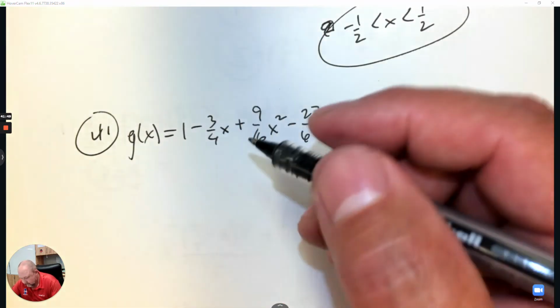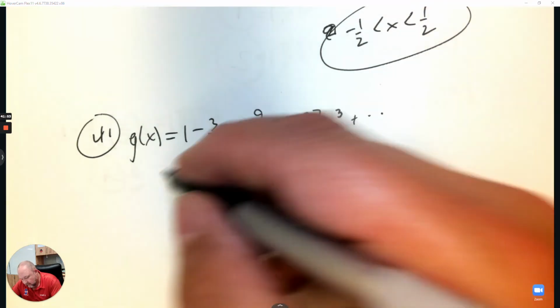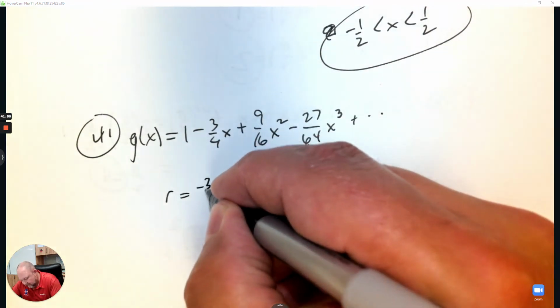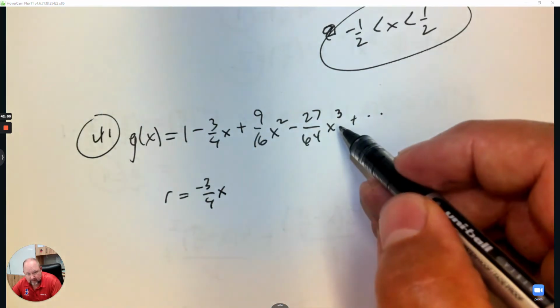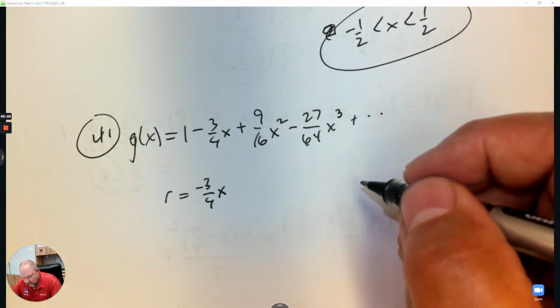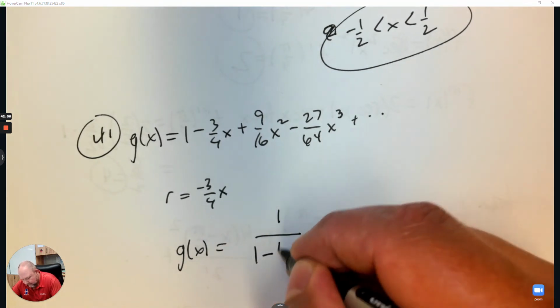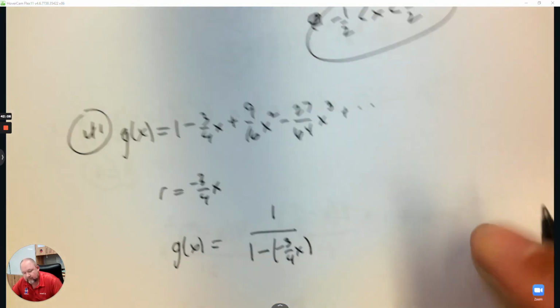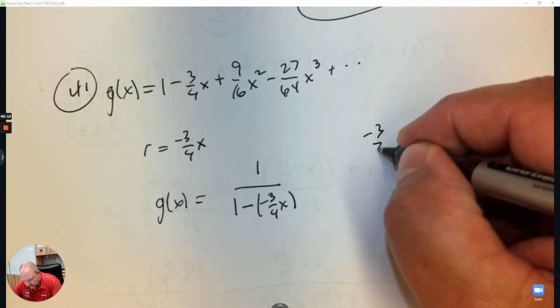Find a function for this series. So what am I multiplying every time? Am I multiplying negative 3/4 x every time? I am. So then the first term over 1 subtract that would be that. And then the interval of convergence.